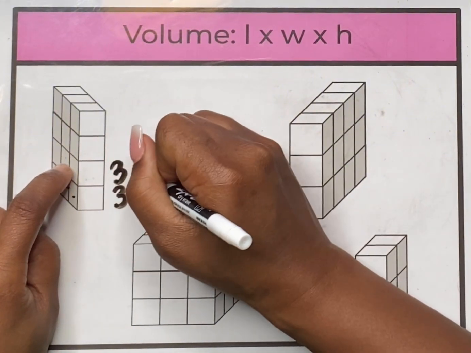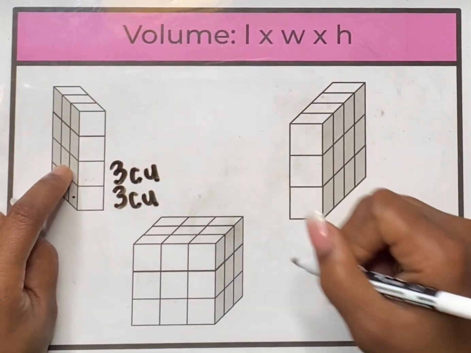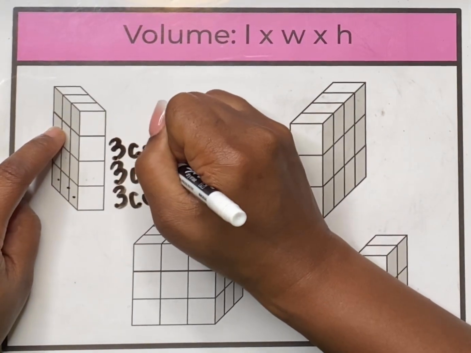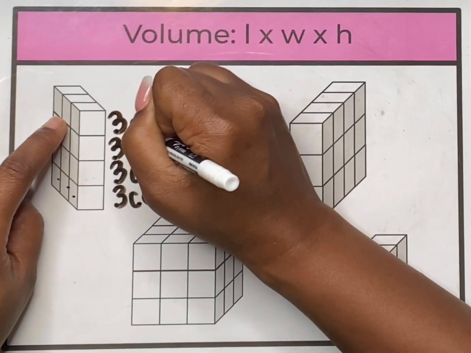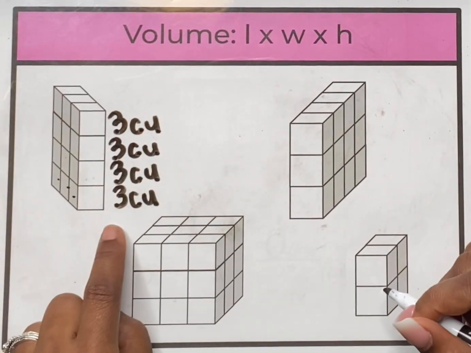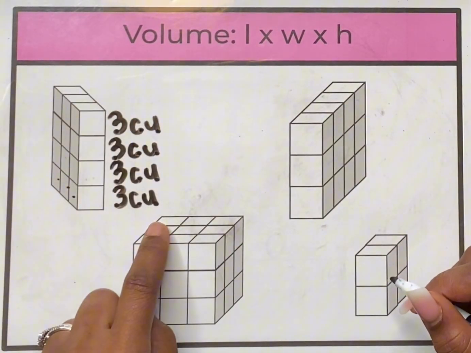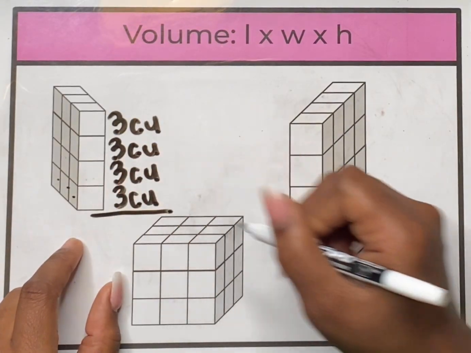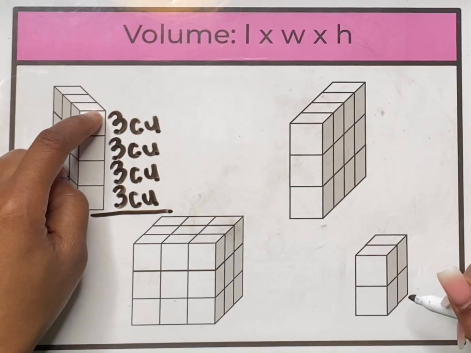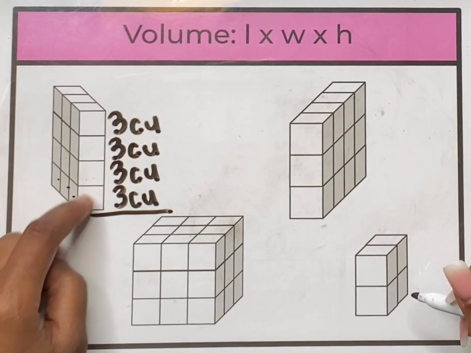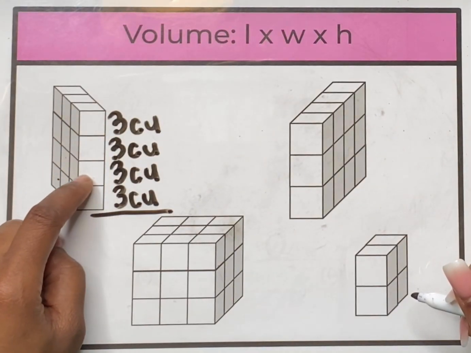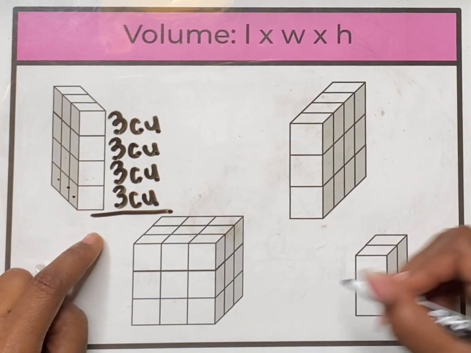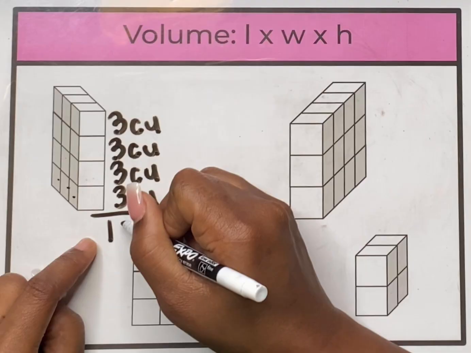The second layer, we also have 3 cubic units. In the third layer, we have 3 cubic units. And in the fourth layer, we have 3 cubic units. Those are the total number of cubes in that entire prism. Now to find the volume, we simply add these layers up. 3 plus 3 is 6, plus 3 is 9, plus 3 is 12. So we have a volume of 12 cubic units.